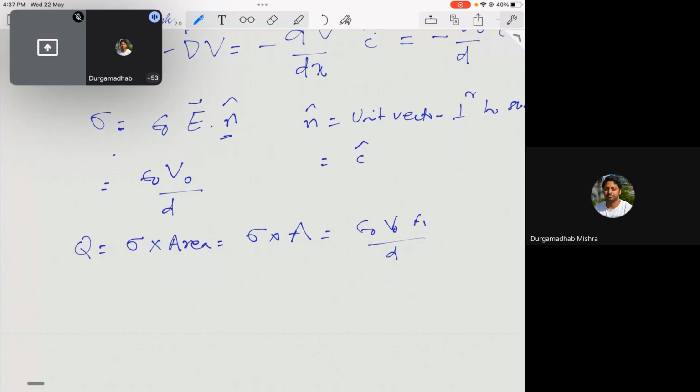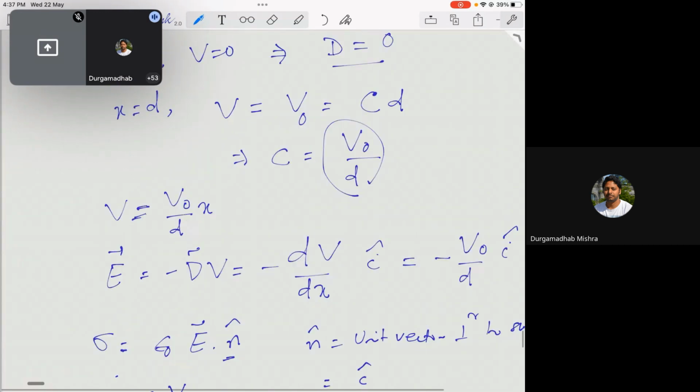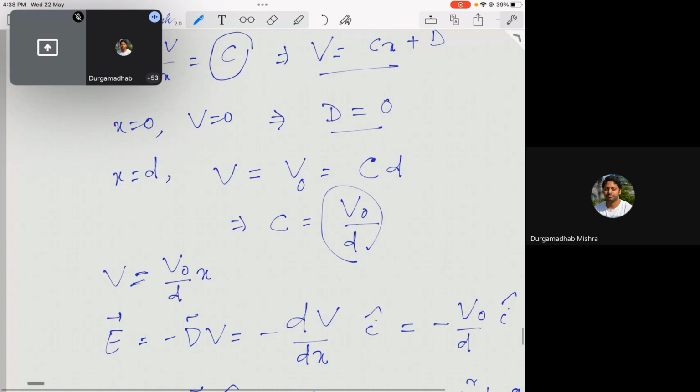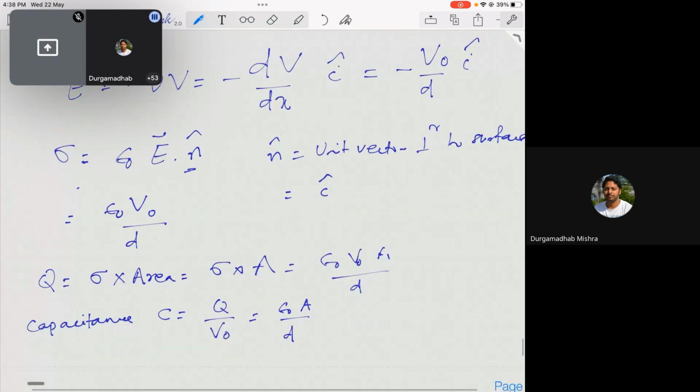And from here, we can define the parameter that is your capacitance C, which is Q divided by V0, so you get this formula, epsilon naught A by D. So this is the capacitance of this parallel plate capacitor, which you can obtain by solving the Laplace equation. Which, from intermediate or school physics, everyone knows.